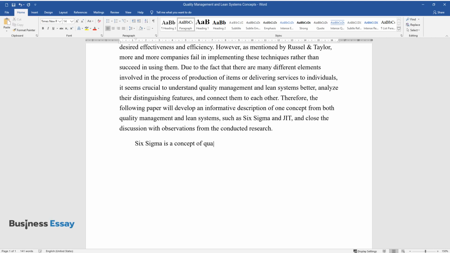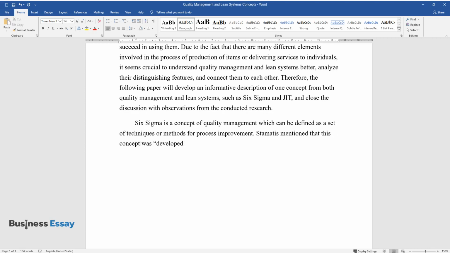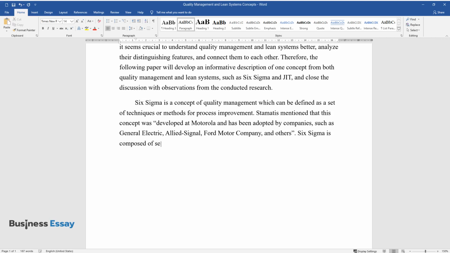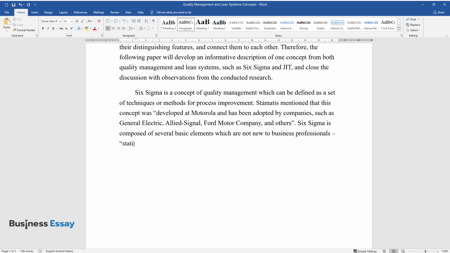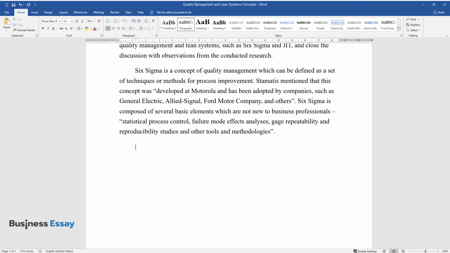Six Sigma is a concept of quality management which can be defined as a set of techniques or methods for process improvement. Stamatis mentioned that this concept was developed at Motorola and has been adopted by companies, such as General Electric, Allied Signal, Ford Motor Company, and others. Six Sigma is composed of several basic elements which are not new to business professionals: statistical process control, failure mode effects analyses, gauge repeatability and reproducibility studies, and other tools and methodologies.